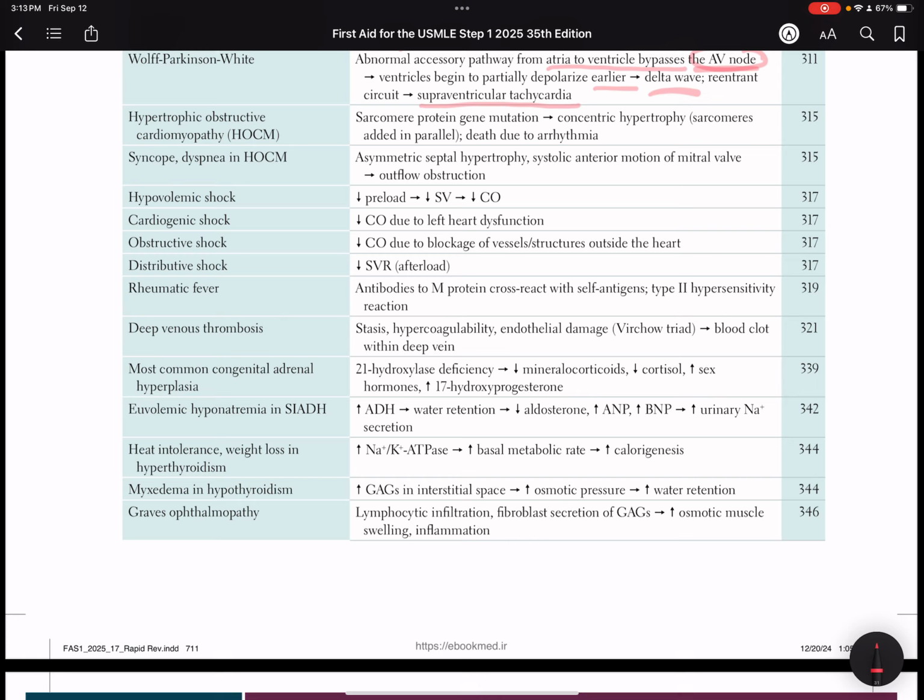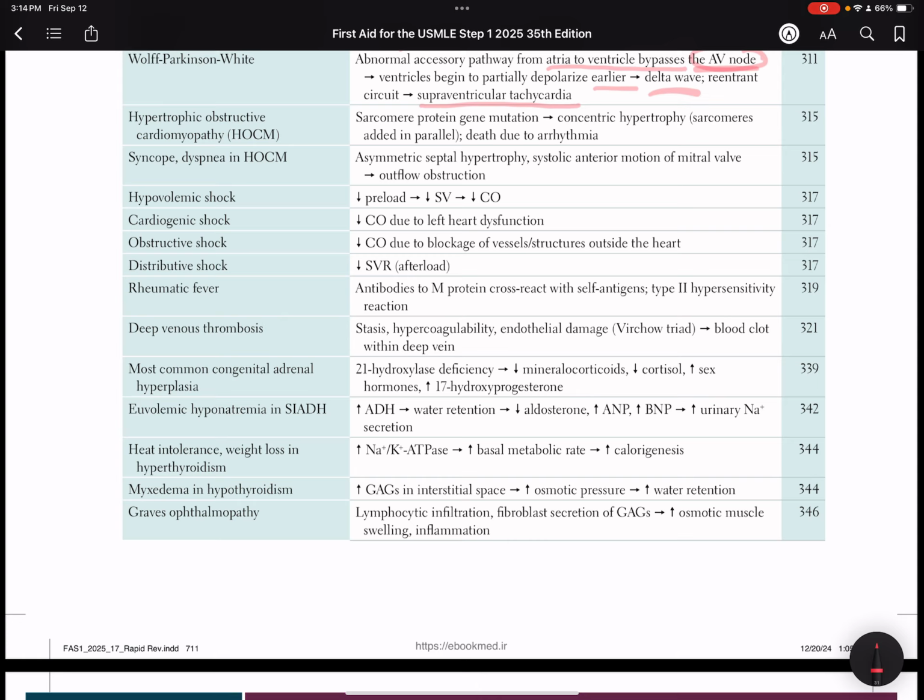HOCM, hypertrophic obstructive cardiomyopathy, is usually seen in young people, mostly like basketball players, African American. They have no history of cardiac issues before they were playing the basketball match. However, all of a sudden they have syncope and they fall on the ground and they collapse. That is a typical sign of HOCM, hypertrophic obstructive cardiomyopathy. This is because the sarcomeres are added in parallel. Death is always due to arrhythmia.